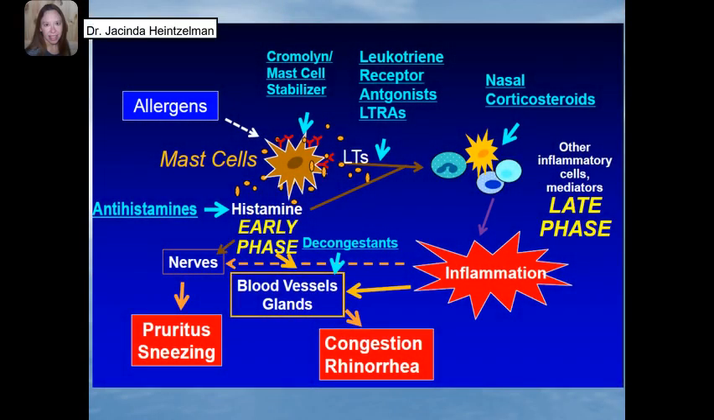This picture just gives you a nice visual of the pathophysiology of inflammation, and then you can see those different classes of medications that we can use. The cromolyn, you can see it's working right there on the mast cell. We can use the corticosteroids to work on the inflammation. We can work on the histamine part by using the antihistamine. And then you can see if we're working on those different areas in the inflammatory process, we can then block and stop those signs and symptoms.